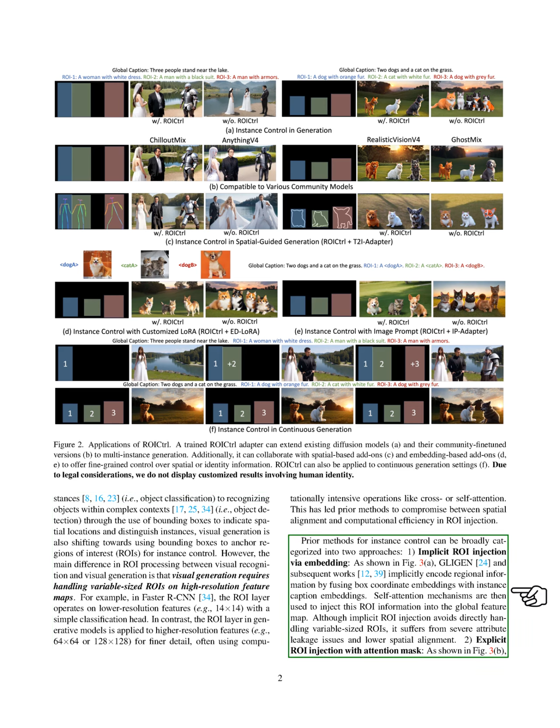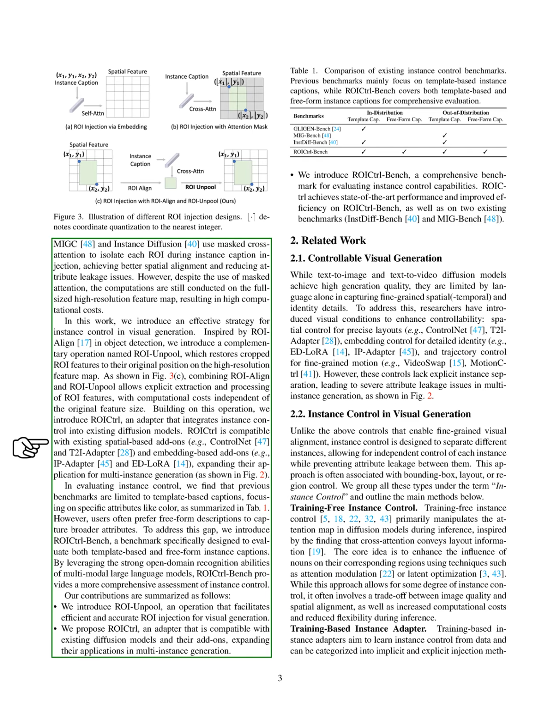We categorize previous methods for instance control into two main approaches. 1. Implicit ROI injection through embedding, where regional information is combined with instance captions using self-attention. This method avoids direct handling of variable-sized regions but suffers from attribute leakage and poor spatial alignment. 2. Explicit ROI injection with attention masks, which isolates each region during caption injection, improving spatial alignment but still incurring high computational costs.